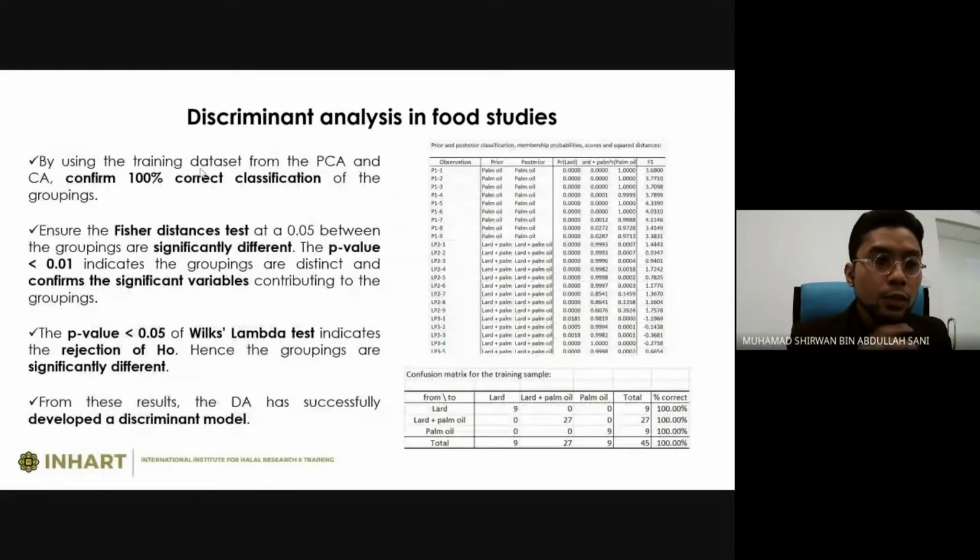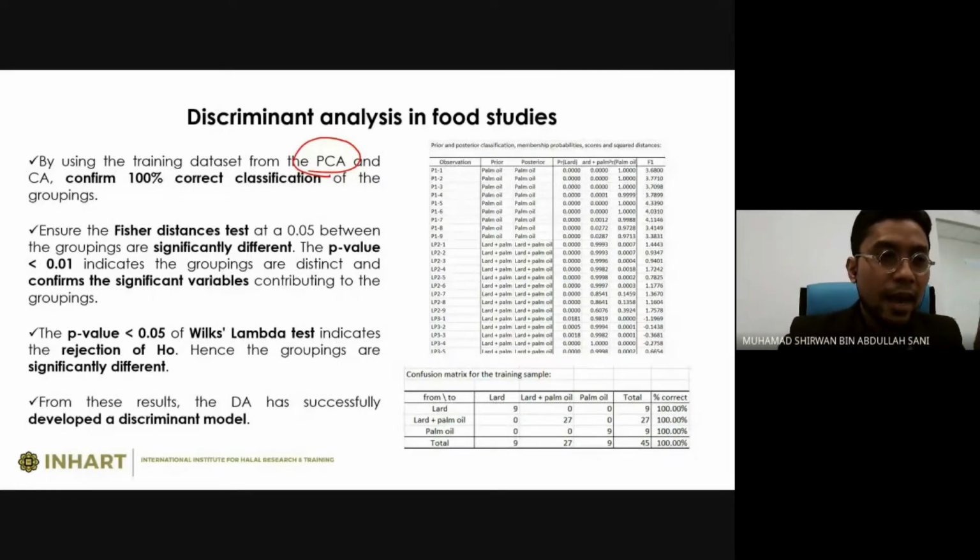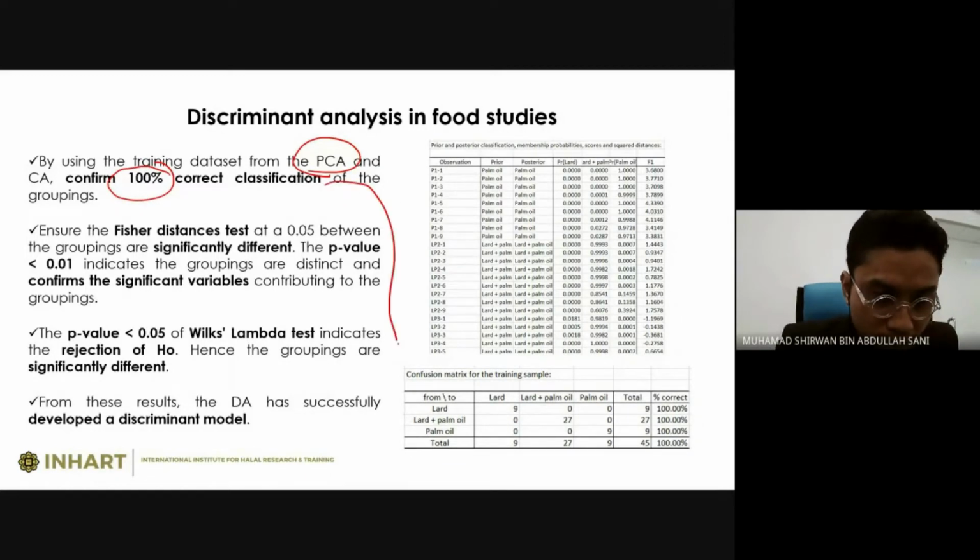So by using the training data set from the PCA, I told you we can make a flow of studies with cluster analysis, CA. We can confirm the correct classification of the grouping because PCA and CA produce groups, so you can use the discriminant analysis to confirm the classification. Confirming the classification is done by looking at the percentage of correct classification provided by the DA itself. What does it look like? This is the correct classification.